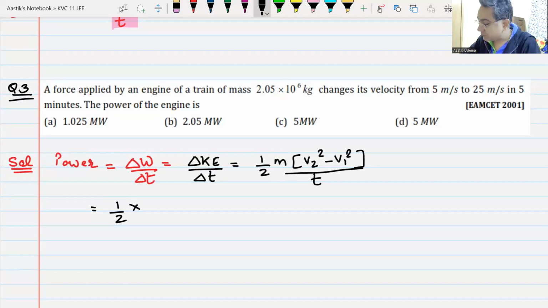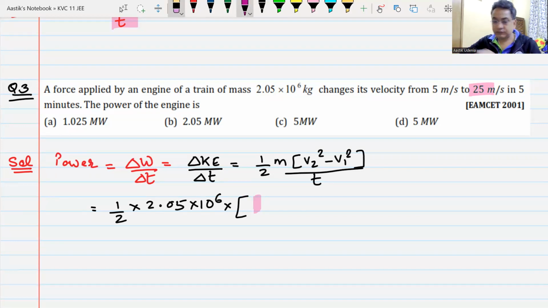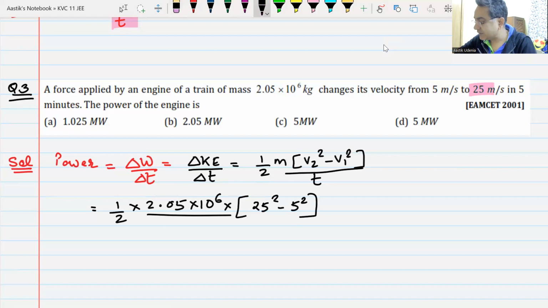I just put the values. Half into mass of the engine, 2.05 into 10 raised to the power 6, multiplied by final velocity, as you can see, 25 meter per second. So this is 25 square minus 5 square, divided by time, which is given as 5 minutes. I cannot use minutes, so I have to change it into seconds.